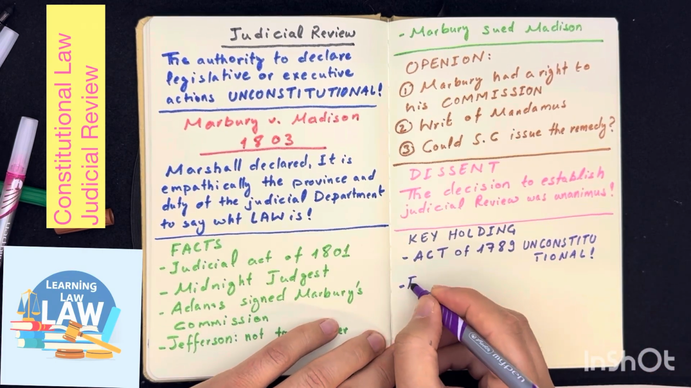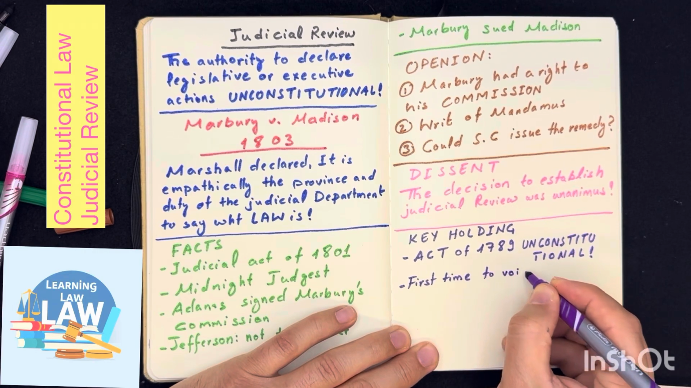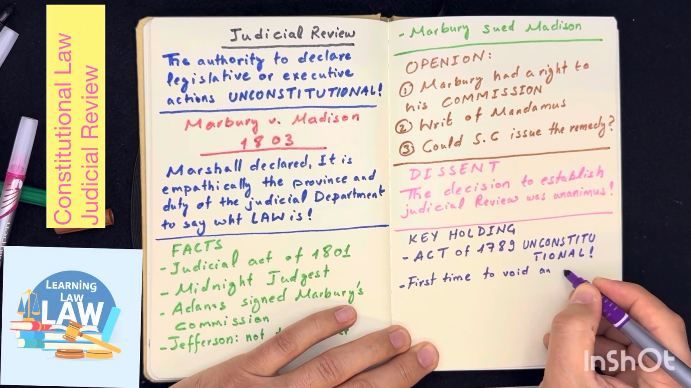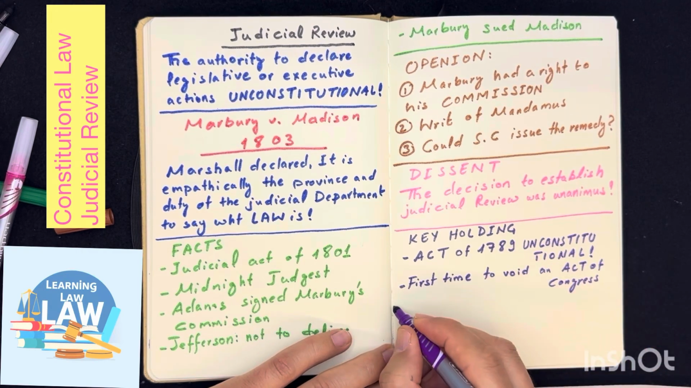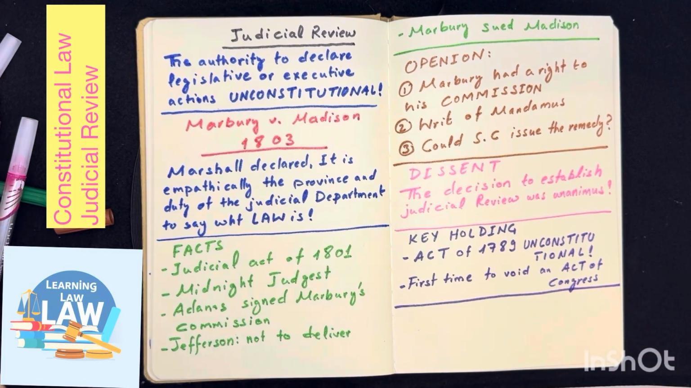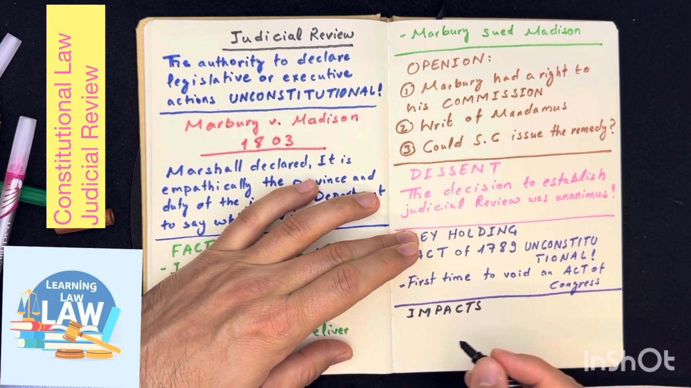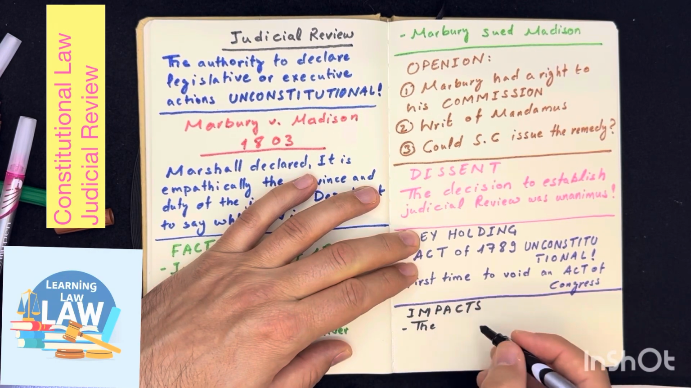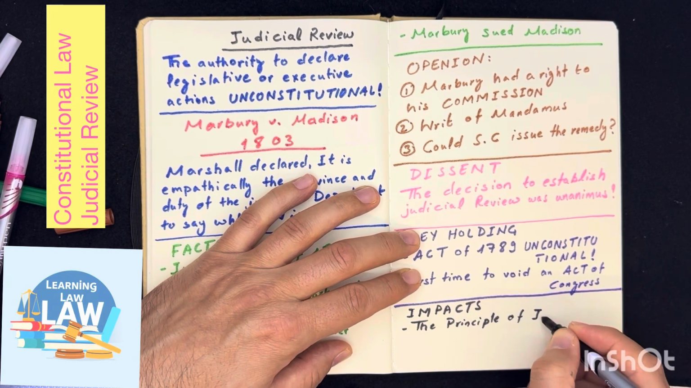Dissent. There was no dissent issued in Marbury versus Madison. The decision to establish judicial review was unanimous. Key holding. The Supreme Court struck down part of the Judiciary Act of 1789 as unconstitutional. This was the first time the court declared an act of Congress void for violating the Constitution.